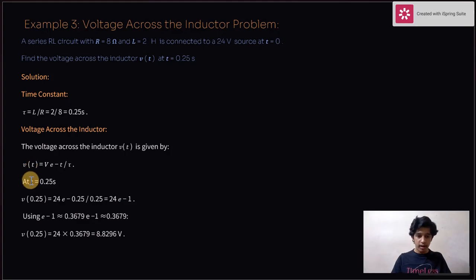Now substituting the value of time 0.25 seconds in the above formula, we get V of 0.25 equal to 24 into e raised to minus 0.25 upon 0.25, which is 24 into e raised to minus 1. E raised to minus 1 is approximately equal to 0.3679. That is equal to 24 into 0.3679. We get 8.8296 volts. I hope that all the problems are clear to you.